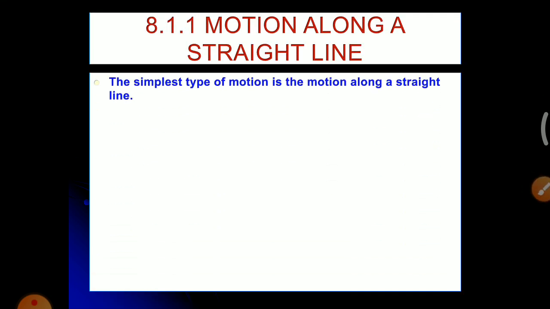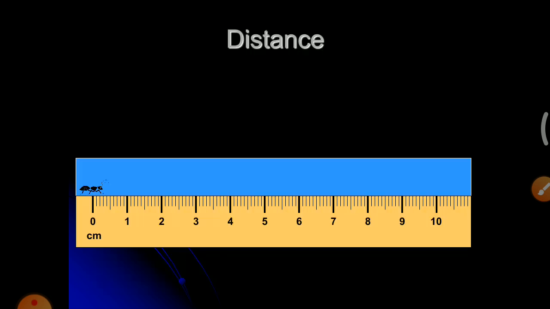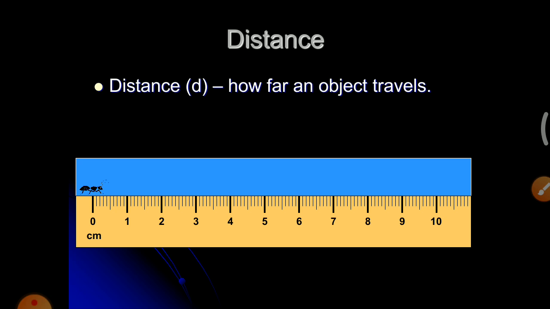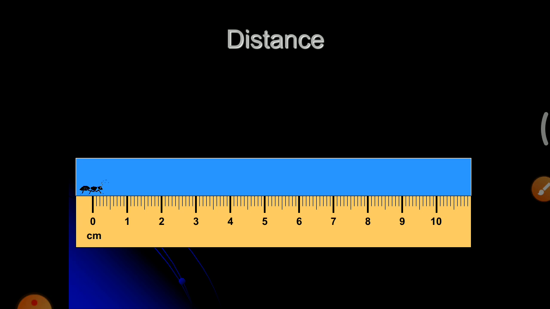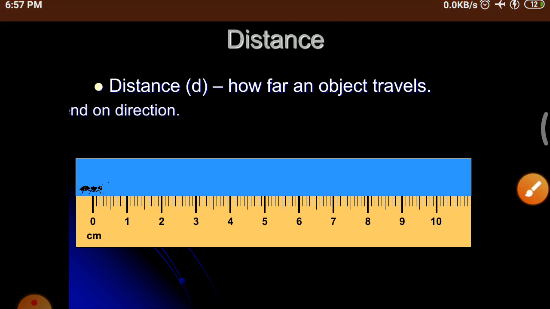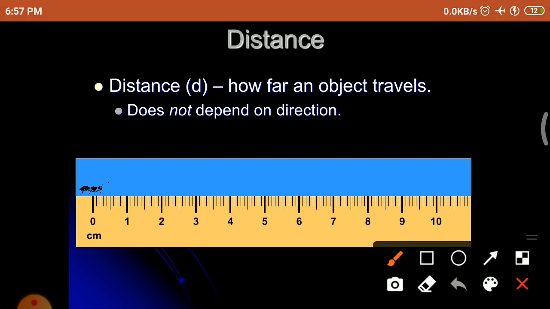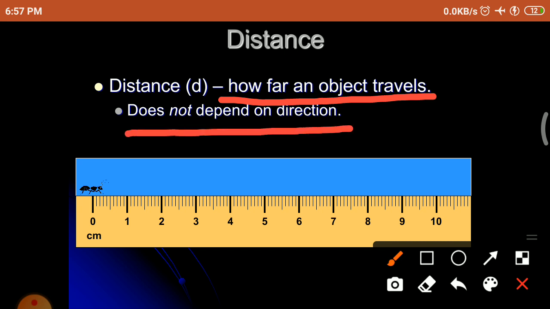Next, motion along a straight line. The simplest type of motion is motion along a straight line. From this straight line motion, we can define what is meant by distance and displacement. The distance is represented by the small letter d. That means how far an object travels, and it does not depend on direction. The definition of distance is how far an object travels, and it does not depend on its direction.